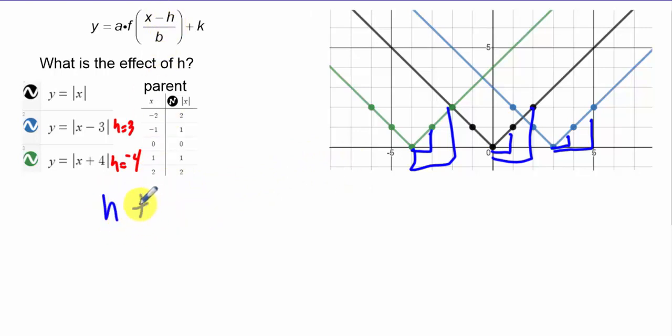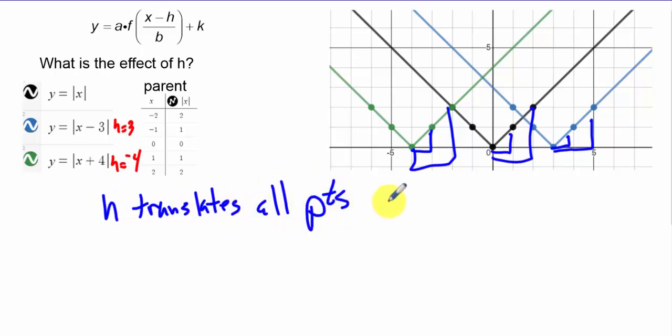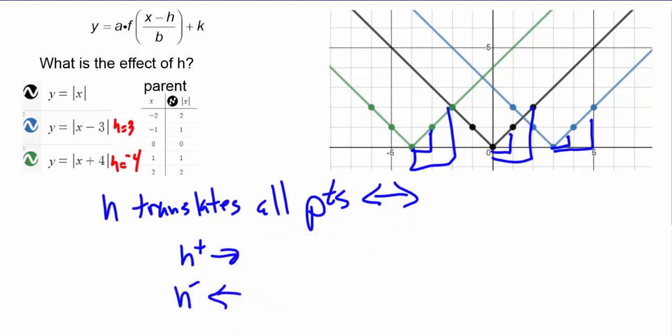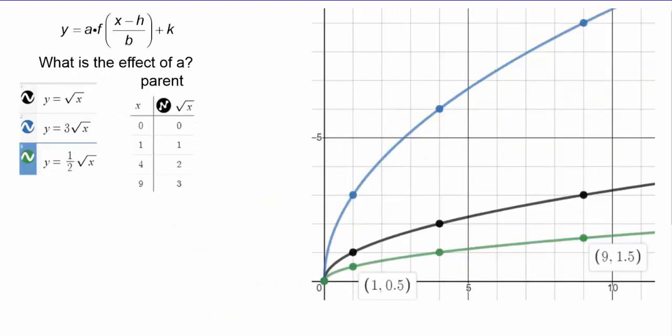So h translates all points left and right. Okay, positive h to the right, negative h to the left. All right, so let's hit the next one.